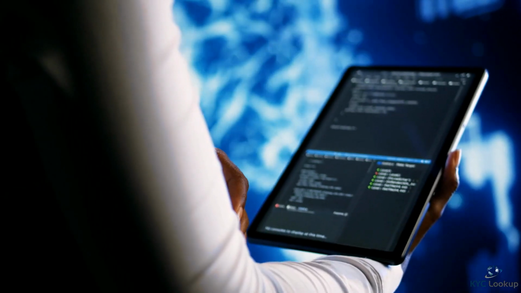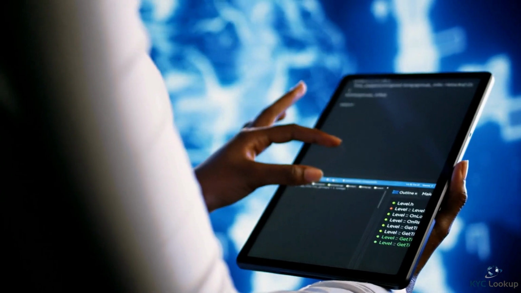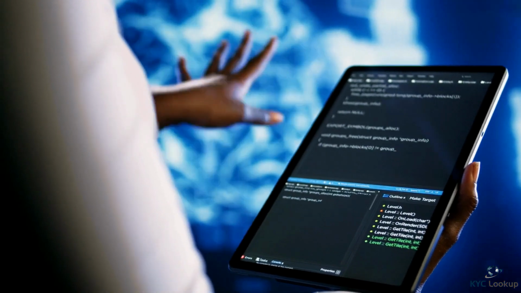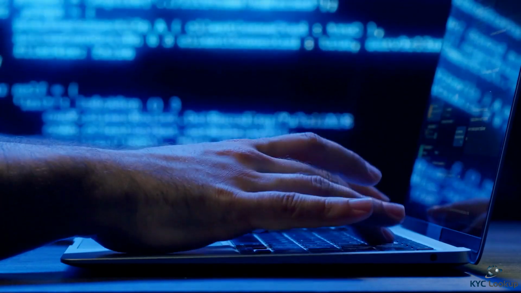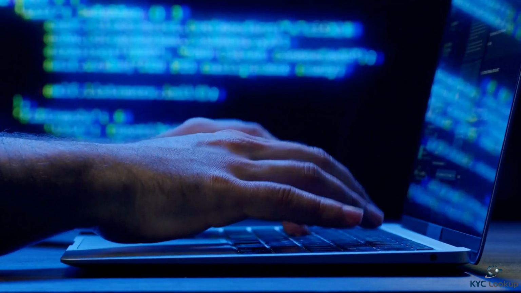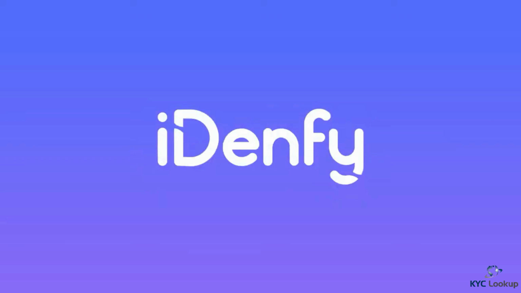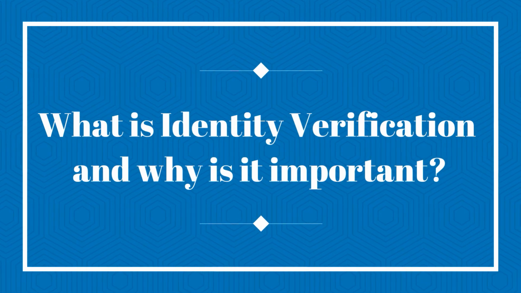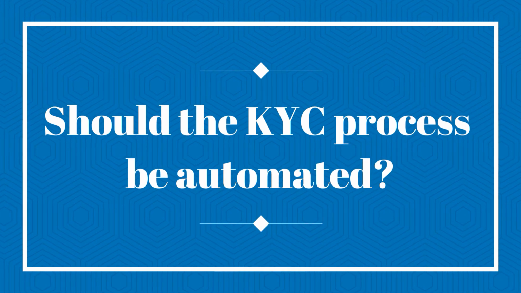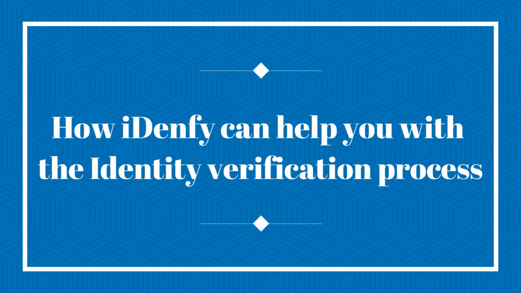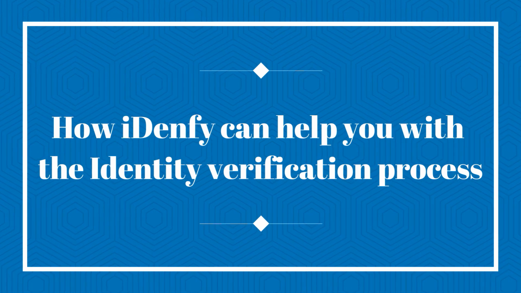But the KYC process can be a long and resource-intensive process. But what if it doesn't have to be? In this video, we will analyse how to automate your KYC process using iDenfy, a leading tool in identity verification. Also, in today's video, we will be taking a look at what is identity verification and why is it important, should the KYC process be automated, and how iDenfy can help you with the identity verification process.